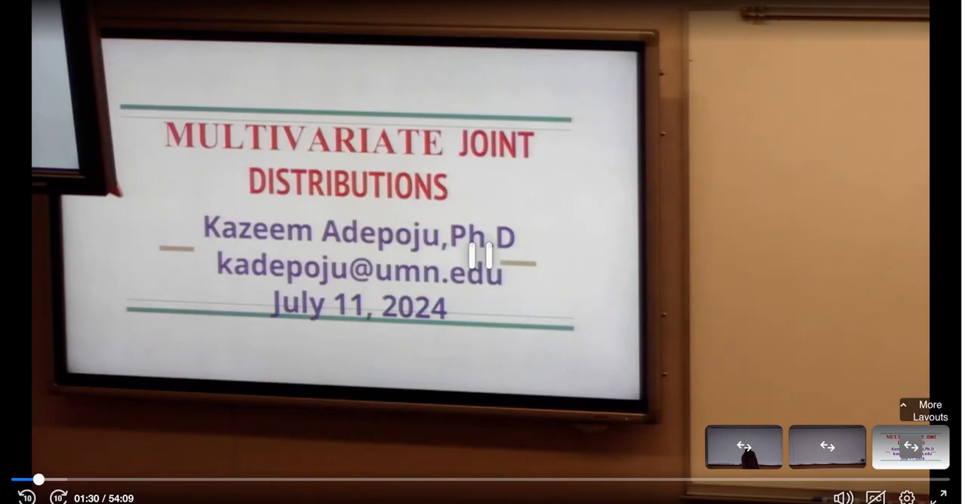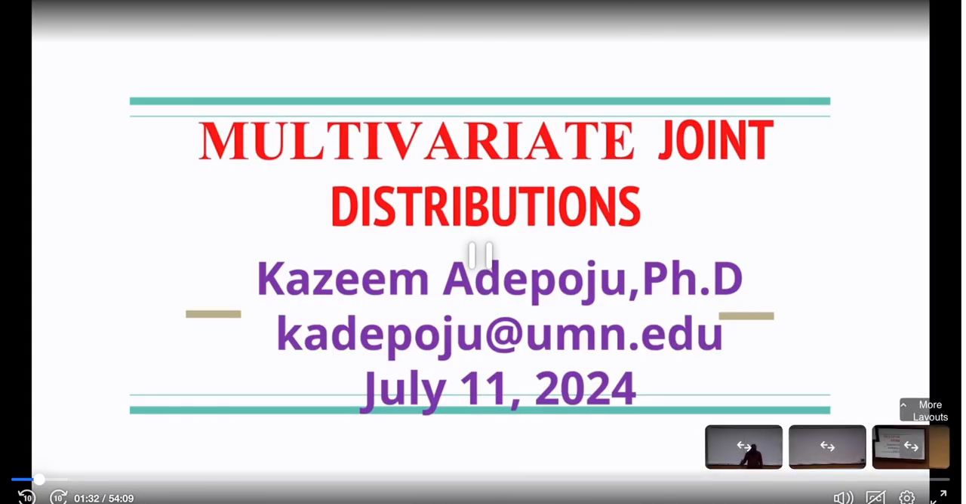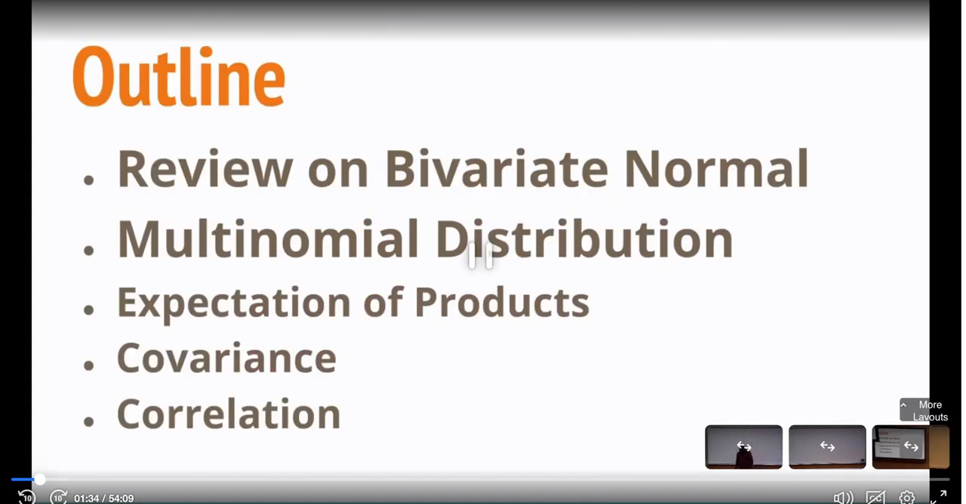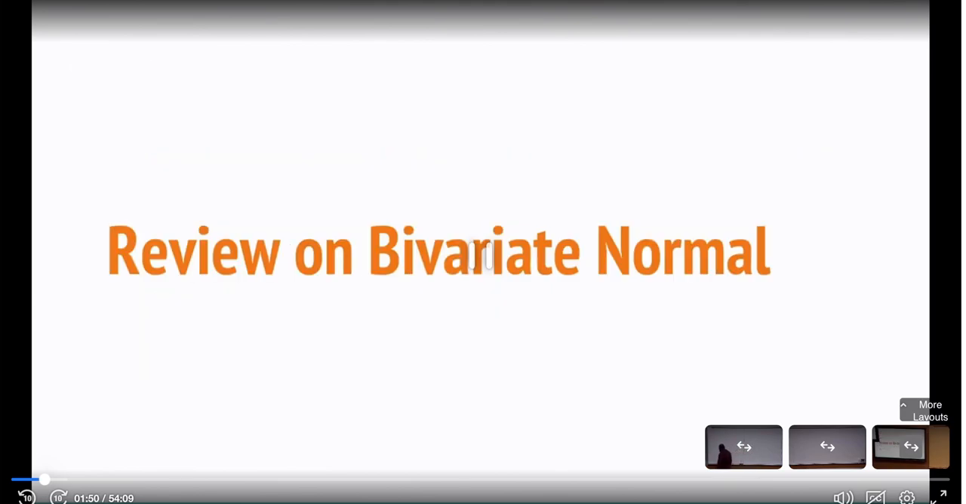And of course, in the outline, I'm actually going to have a review on bivariate normal density. Then I'm going to move into multinomial distribution. Then I'm going to talk about expectations of product, covariance and correlation. Let's have a review on bivariate normal density.